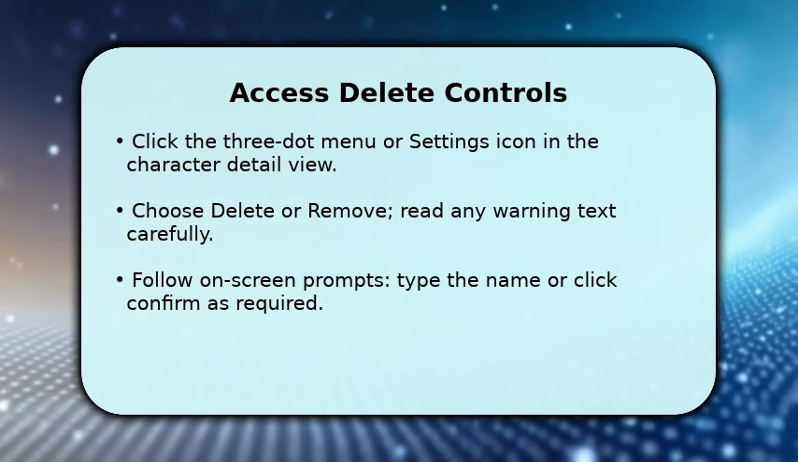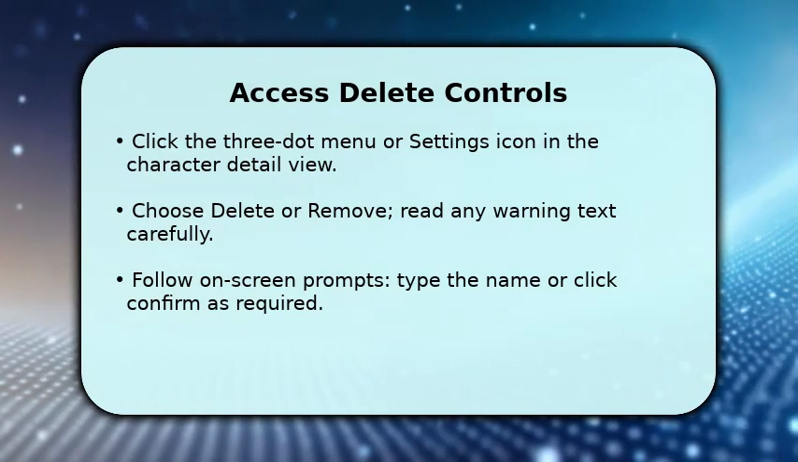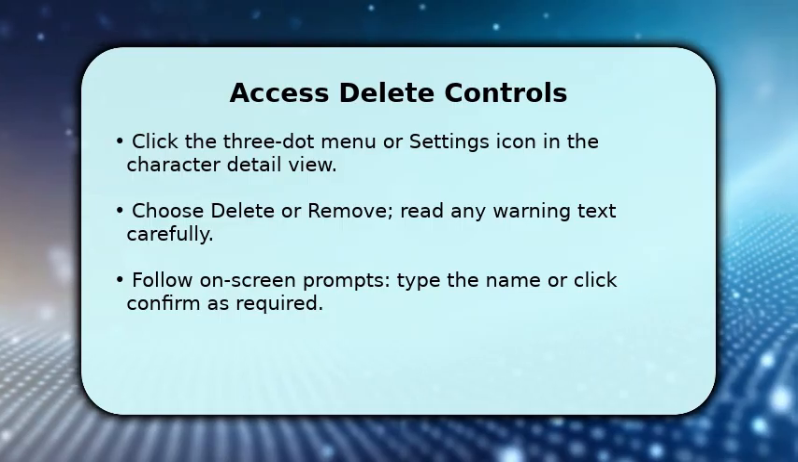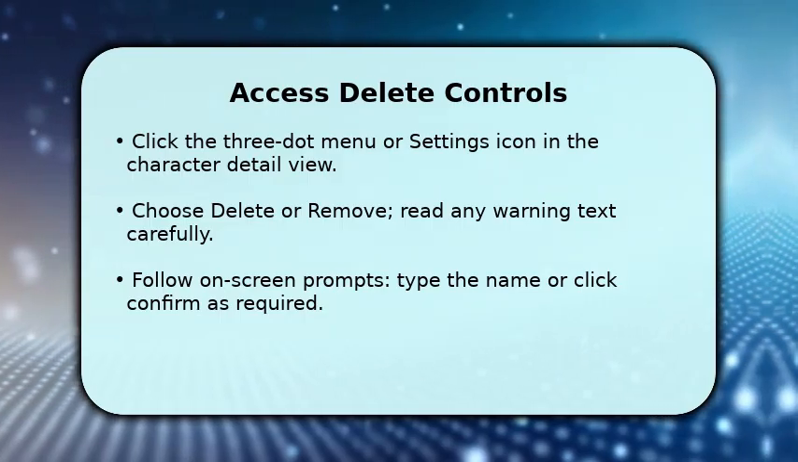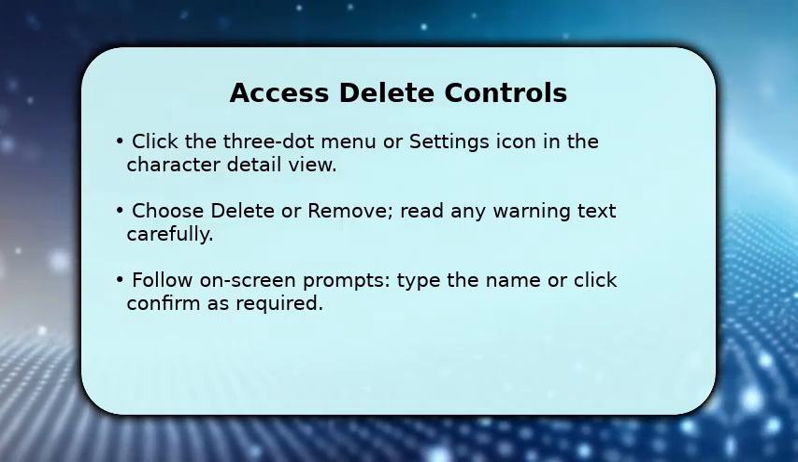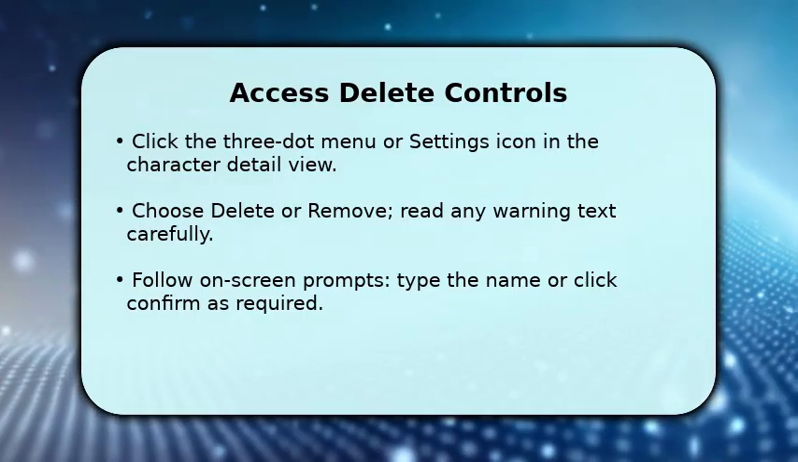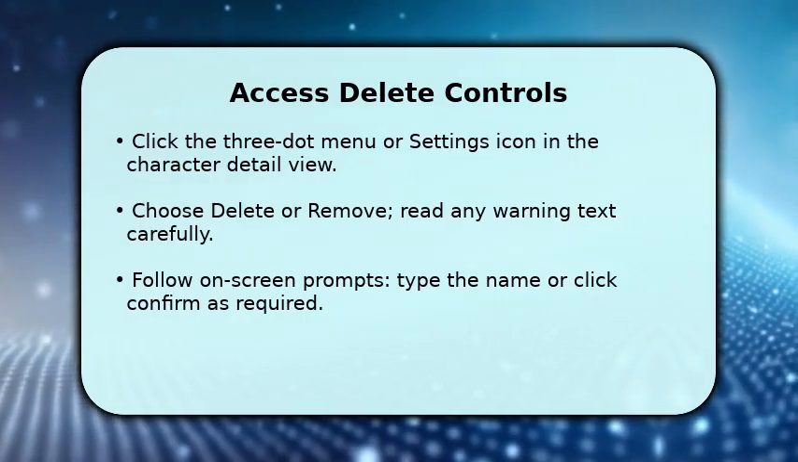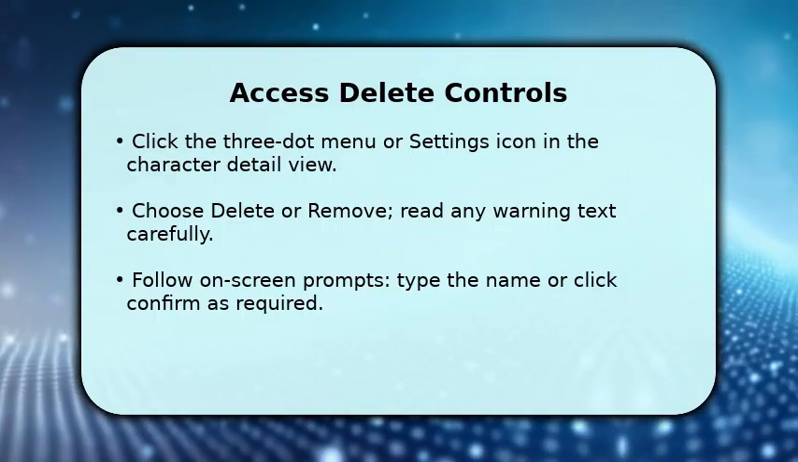Once the detail view is open, click the three-dot menu or settings to reveal delete options. Choose delete or remove and pause to read the warning so you understand what's permanent. Often you'll be asked to type the character name or click a confirm button. Do that exactly to prevent misconfirmation.